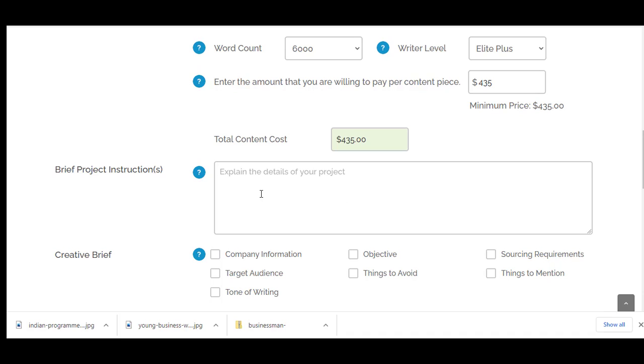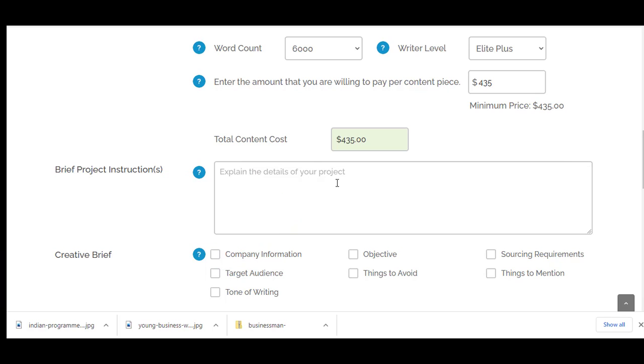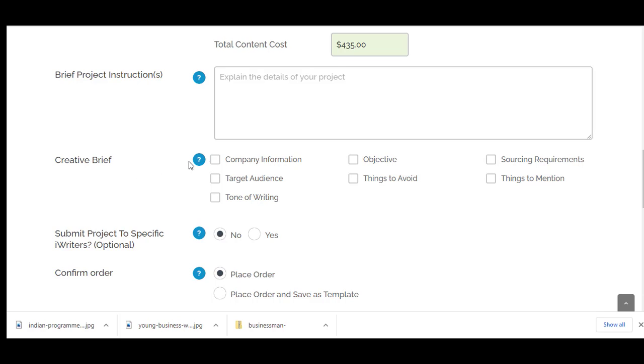And here you're going to detail the project that you want. So don't skip this part here, okay? Because if you explain in detail what you're looking for, chances are you're going to get what you're looking for, right? If you leave this pretty blank or give very little instruction, you can't expect your writer to read your mind and write a perfect article for you. So spend some time here giving some details, and also you can pick here the creative brief.